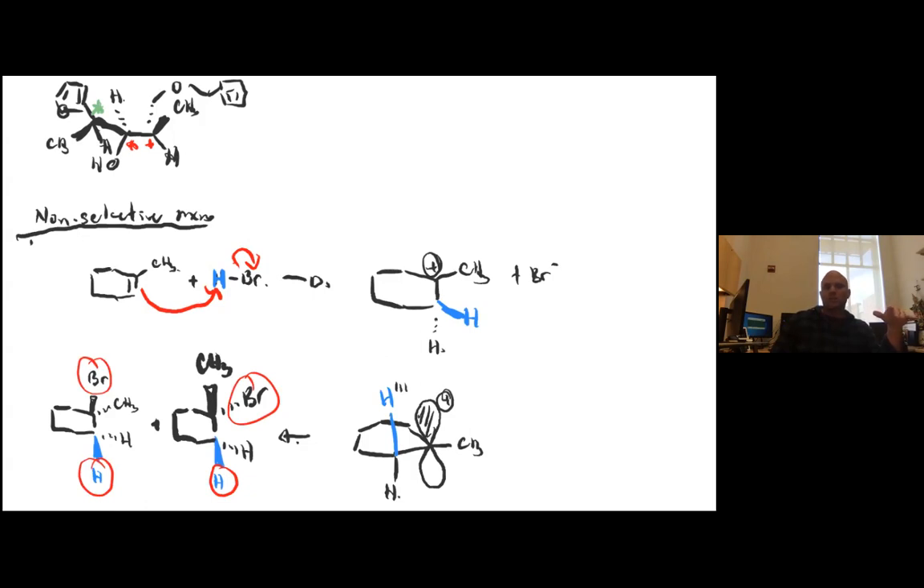So the carbocation has no memory or does not know where the hydrogen came in from when you protonated the alkene. All it knows is that it's symmetrical. It's got an equal distribution of that empty 2p orbital on either side. And so there's an equal probability you're going to attack on either side. So this is a non-selective addition.